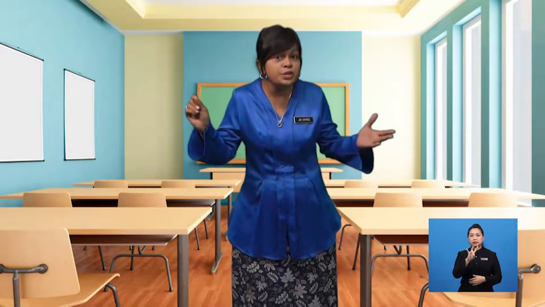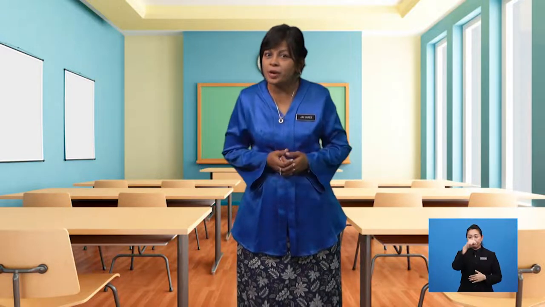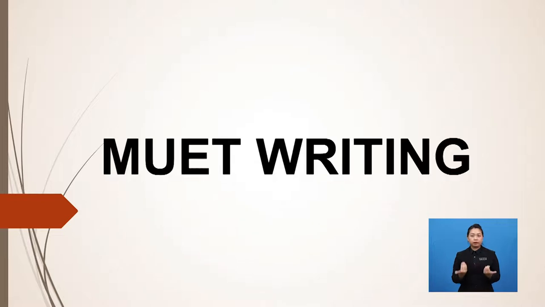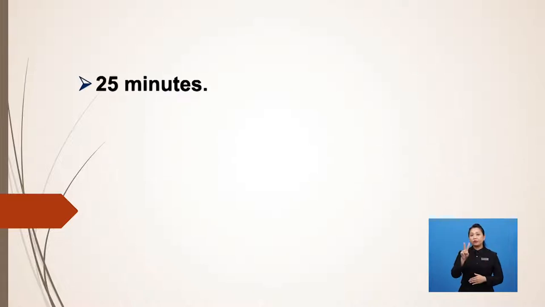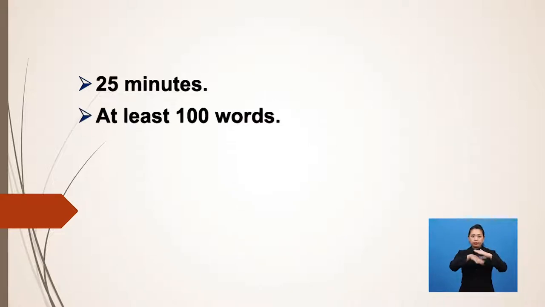You are given 75 minutes for the MUET writing paper, and you have 2 tasks to complete. Now, let's focus on task 1, for which you are advised to spend 25 minutes. It is also suggested that you write not less than 100 words. I guess this is not very difficult. We are here to help you.